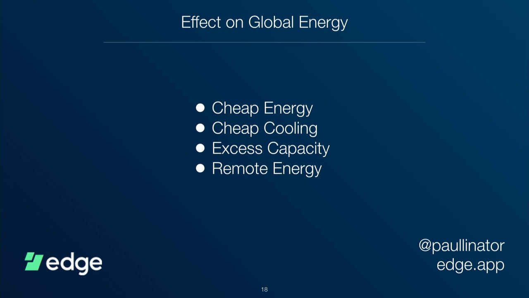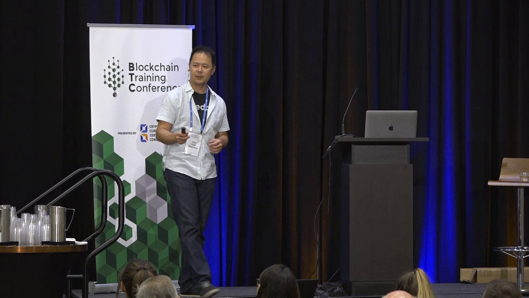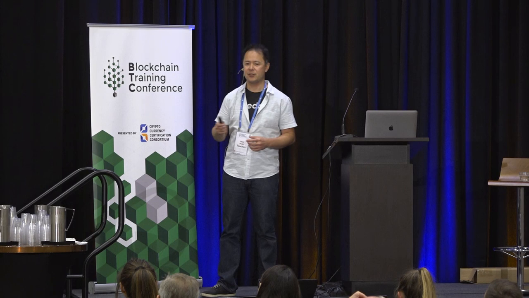And so what's the effect on the global energy of the world? If you want to be competitive, cheap energy is really key. As well, cheap cooling, because computational power just generates heat, and you need to be able to cool it. But there's an interesting effect on the global energy world caused by mining. A lot of people criticize Bitcoin and cryptocurrencies for just sucking up energy all over the world and wasting it just to create a currency. But one thing they don't realize is that there is actually a very large excess capacity of energy. And its problem is it's not usable where it's generated.